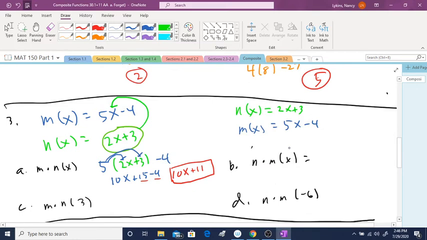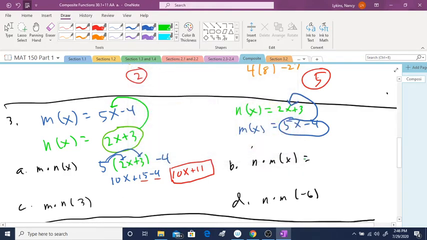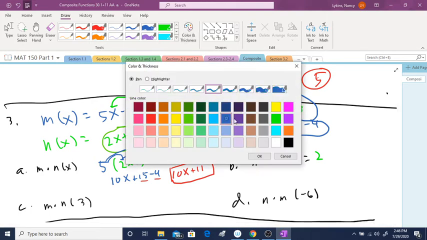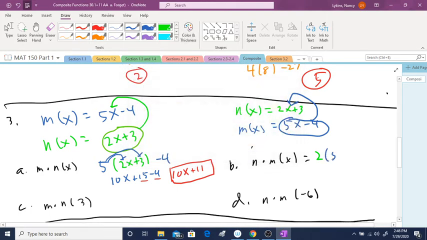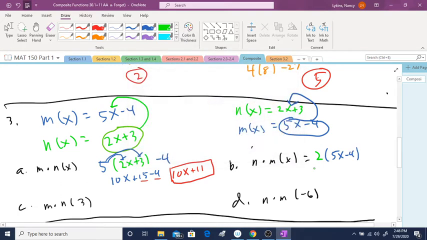Part B, my n is my main function. So I'm going to take in my 5x minus 4, and I'm going to substitute that in for that x in green. So now what I have is I still have that 2, but then in parentheses, I've got my 5x minus 4. But still from that first part of the main function, which is n, I still have that plus 3.